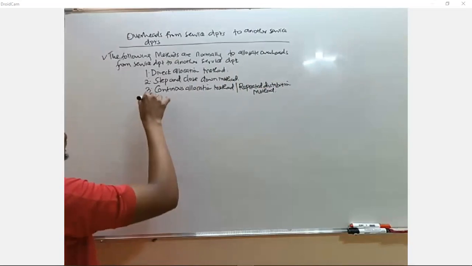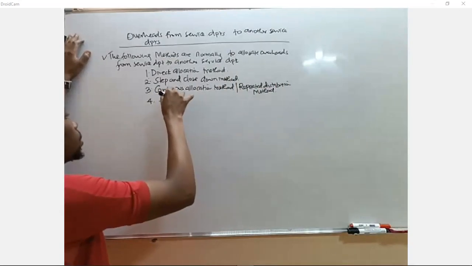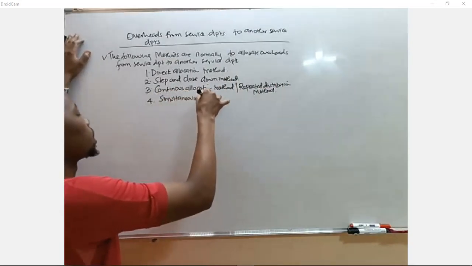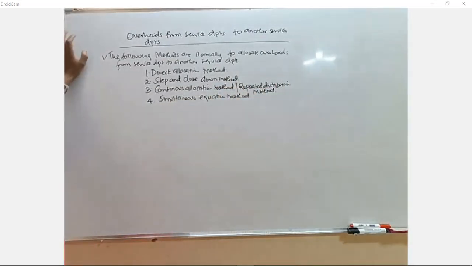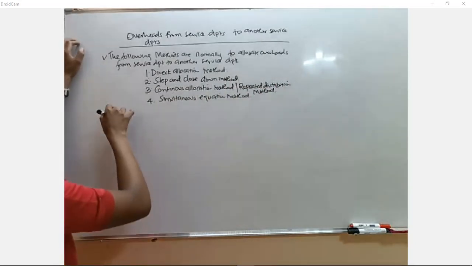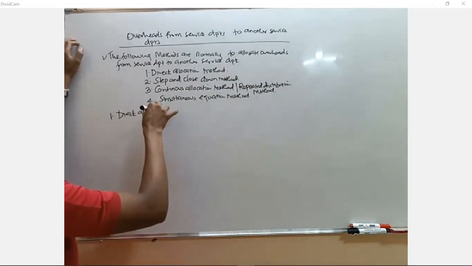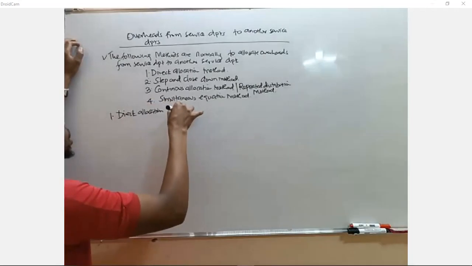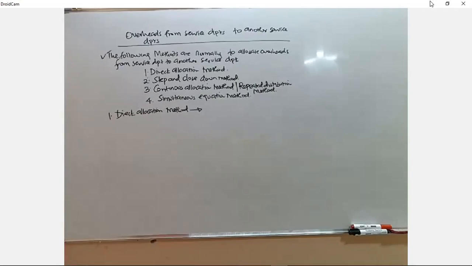Then the last one, number 4, we are going to be using something called the simultaneous equation method. I just want to start by looking at the first one, number one, the direct allocation method. So we are looking at how I can allocate the overheads from one service department to another service department, and how can I work on it in that manner?